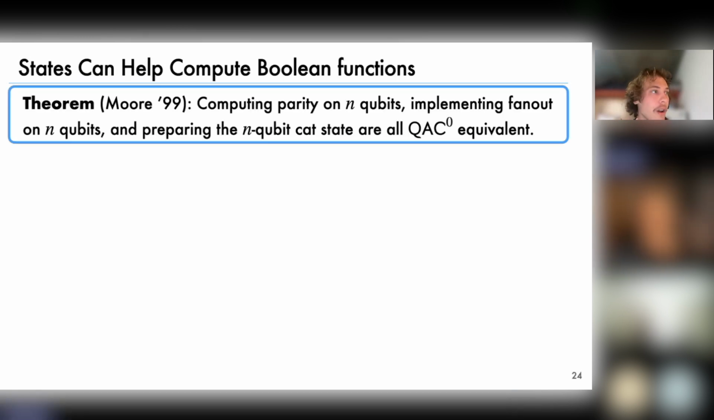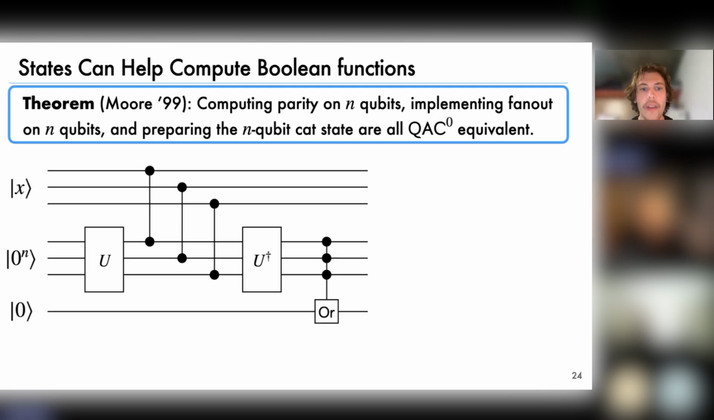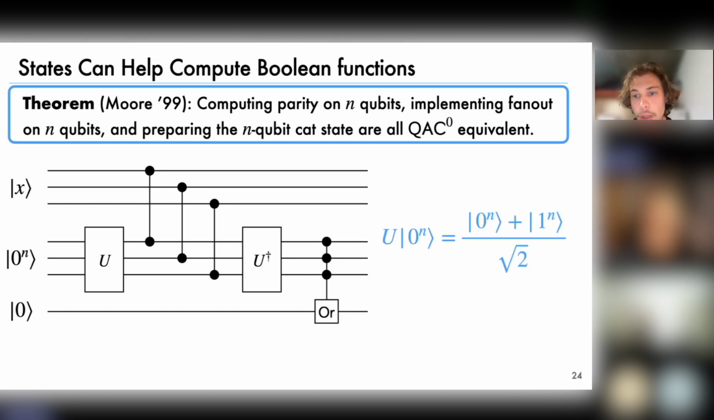Okay, so before I get to saying what the W state is useful for, I would like to just go back to this theorem of Moore, where he shows that computing parity and preparing the cat state in particular are equivalent. How this reduction works is pretty simple. It's the following circuit. If U here is a unitary that prepares the n-qubit GHZ state, then this circuit, I claim, exactly computes the parity function.